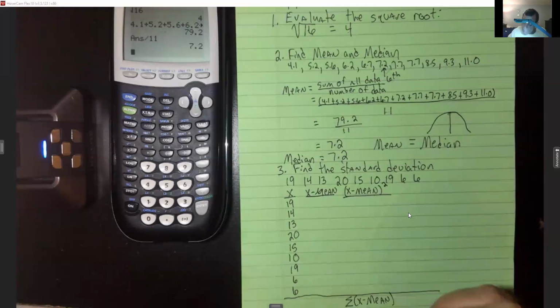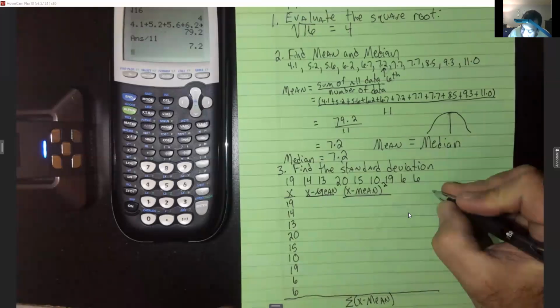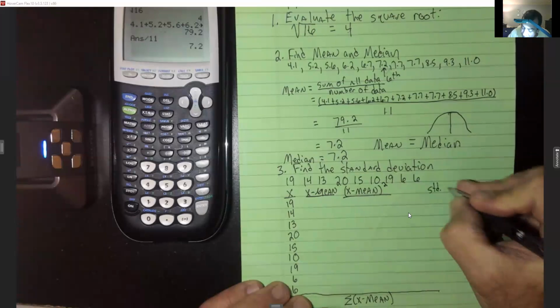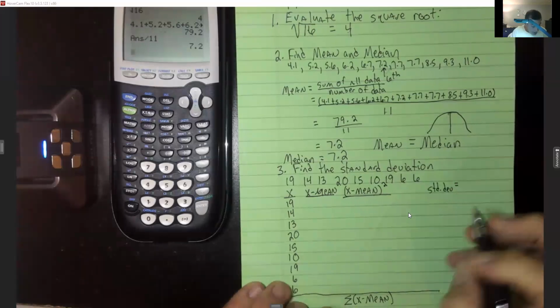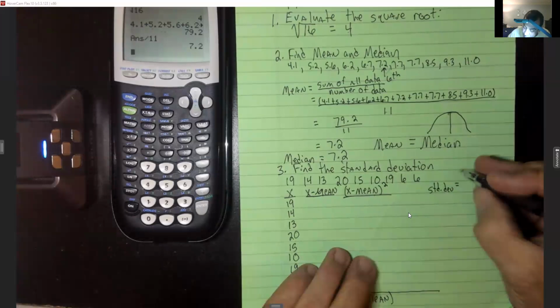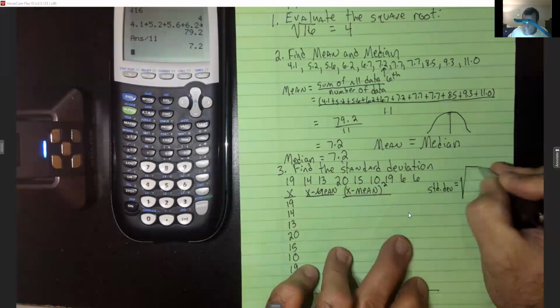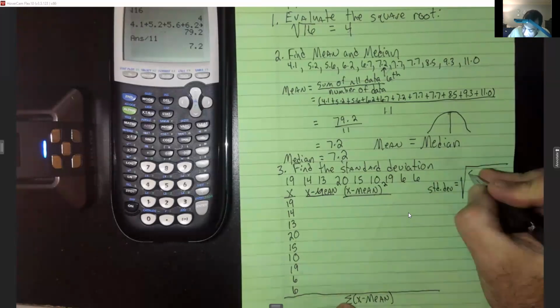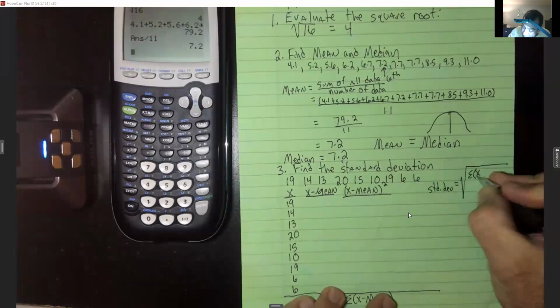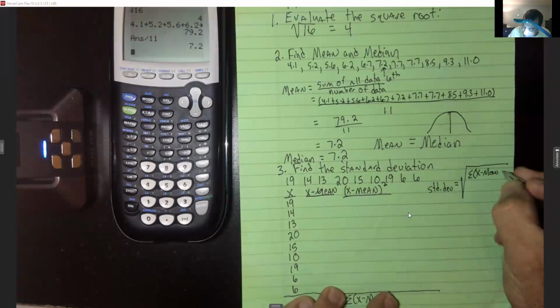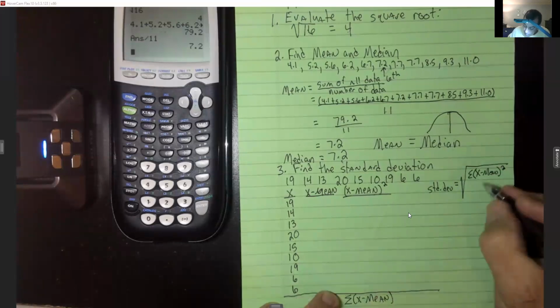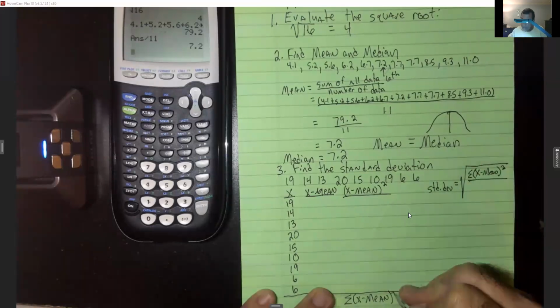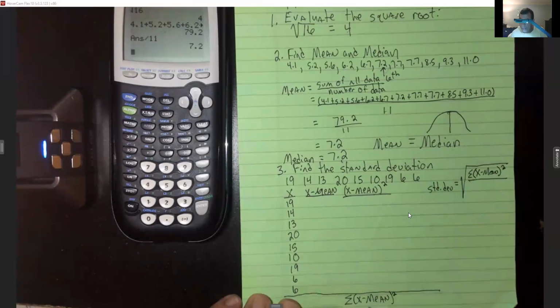Because the formula for the standard deviation, I'm going to abbreviate standard deviation, is the square root of the sum of the X minus the mean, squared. Oh, I need a square on that. Because we're going to add up all these squares and get a big number here.